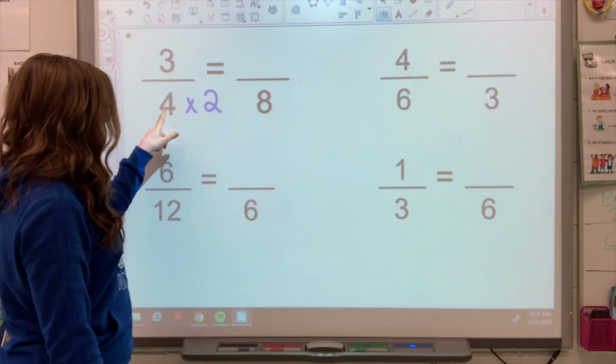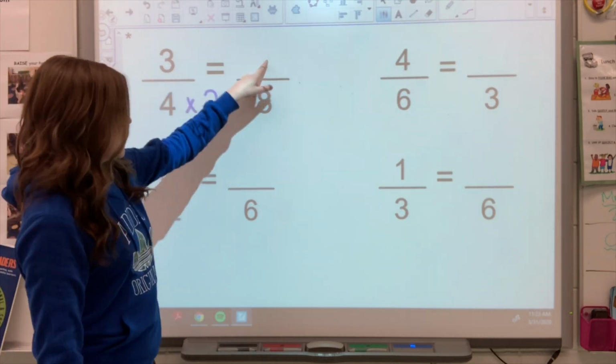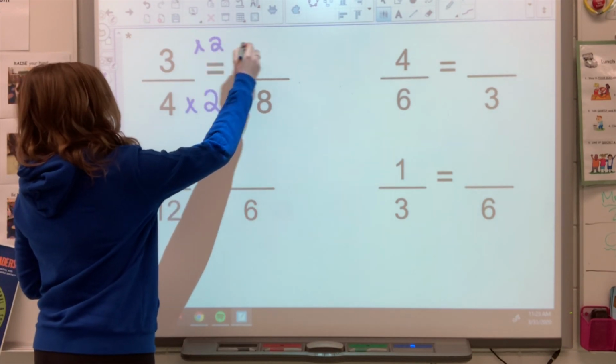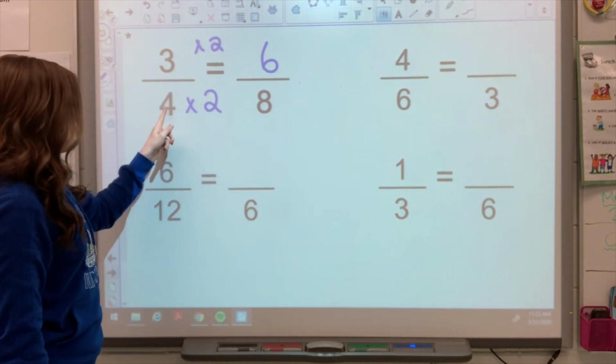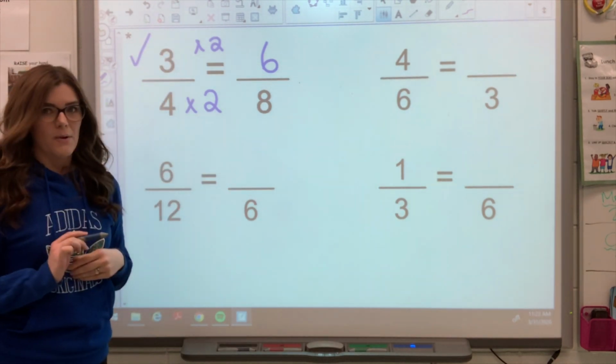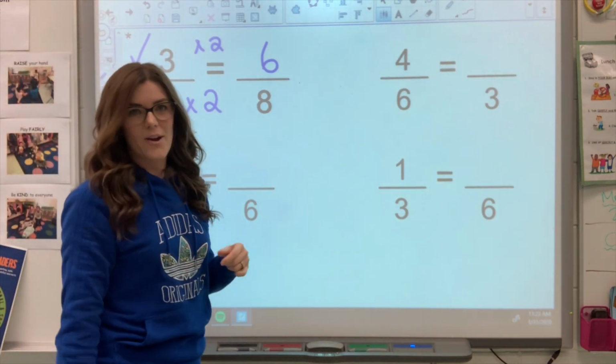Remember, whatever we do to the bottom number, we have to do to the top number. So 4 times 2 is 8, 3 times 2 is 6. So 3/4 is equal to 6/8. You can give yourself a check mark if you got that one right. If not, make your corrections.